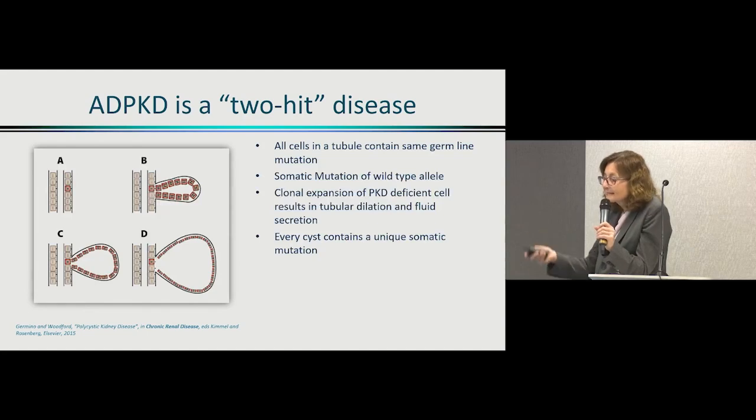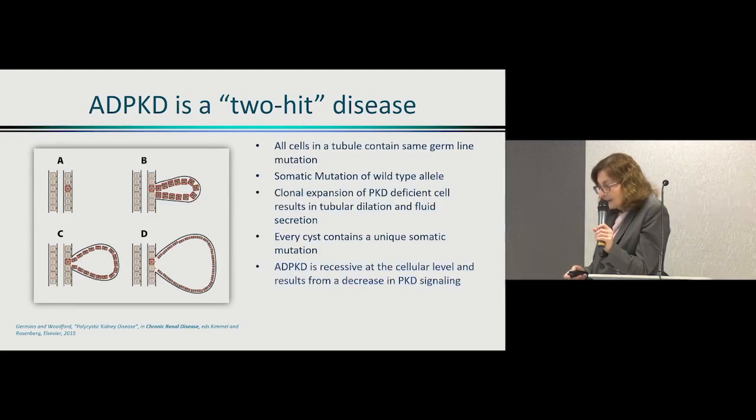What we know, and I'll show you some more data in this regard, is that because this is happening randomly and stochastically, every cyst contains a unique somatic mutation. So even though you're born with the exact same mutation that you inherited most of the time from your parent, what happens in that unaffected gene is each cell will be different. And so what this fundamentally means is that PKD is recessive at the cellular level, or that you're losing function of the complex, because that's not always the case in all autosomal dominant disorders. But in this case, it's because you're losing protein function.